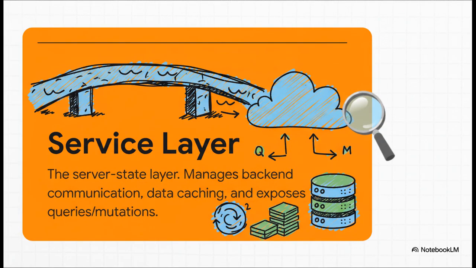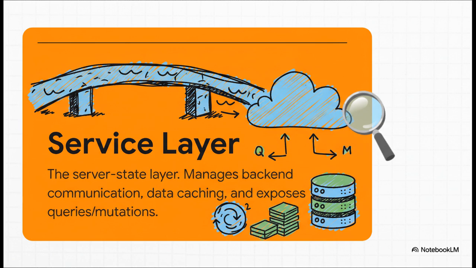Next up, we have the service layer. Think of this as your data hub. It's the only place that talks to the backend. It's responsible for fetching data, managing the cache, with tools like React Query, and then handing out a nice, clean API of queries and mutations for the rest of the app to use.